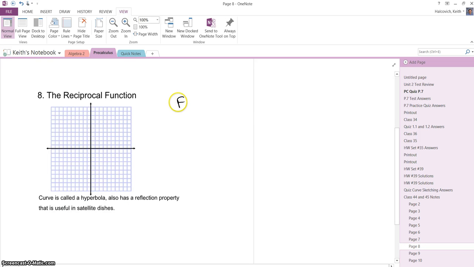The reciprocal function, f of x equals 1 over x. Basically, you have to understand here that there's going to be a vertical asymptote at x equals 0, because that would make the denominator equal 0. So you're going to have a vertical asymptote there. You're also going to have a horizontal asymptote at y equals 0, because notice the degree of the numerator is smaller than the degree of the denominator.